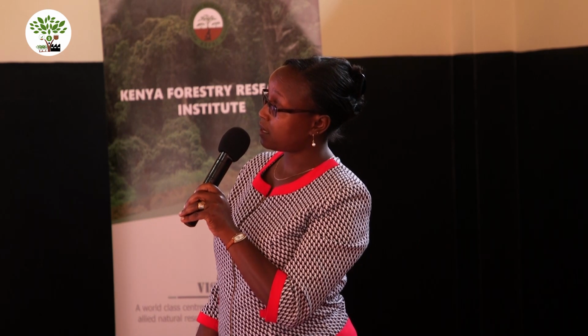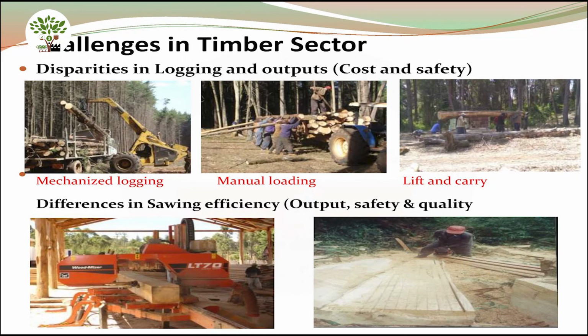And in supplying, to increase the supply, we look at farm forestry, dryland forestry, and diversifying the species. Efficient processing, we need incentives for investment. We need to increase also the value addition while protecting the local manufacturers from cheap substandard imports. The challenges in the timber sector is that we can see disparities in logging and outputs, where we have the cost and safety, we have the mechanized logging, where we have manual logging, you can see that. And here as well, there's also the lift and carry.